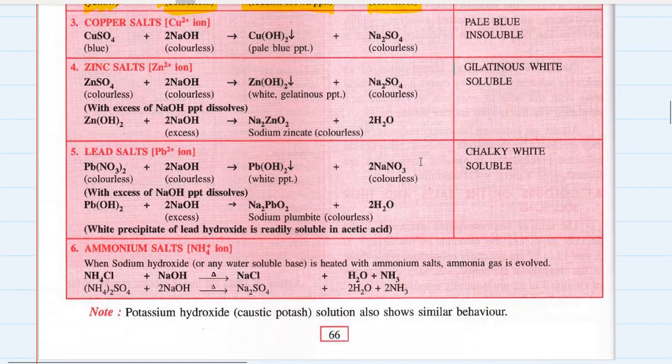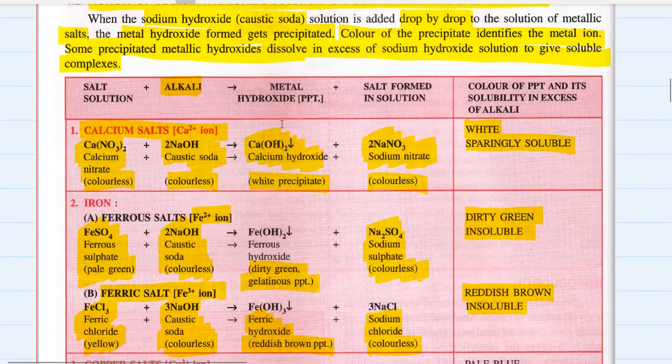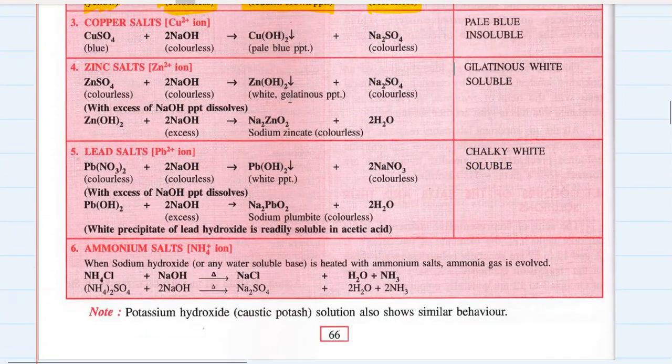Now let's go fast. Any copper salt solution is blue in color. When you add alkali to it, a pale brown precipitate will be formed. This pale brown precipitate will be insoluble in excess of alkali. Remember this. When you take a solution with zinc salt, which is originally colorless, and add alkali to it, you will get a white gelatinous precipitate. You got a white precipitate for calcium salt, but here you are getting a white gelatinous precipitate. Gelatinous is a little shiny. This gelatinous white precipitate will be soluble in excess of alkali.